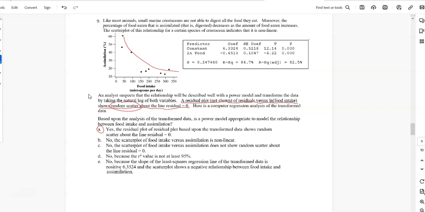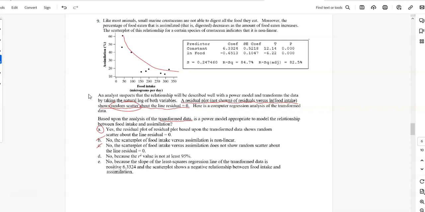Based on analysis, is a power model appropriate? No, the scatter plot versus simulation is nonlinear. We know that, but we're talking about the transformed data here. So we're not really talking about that. No, the scatter plot of food does not show random scatter. Well, we're talking about the transformed data.